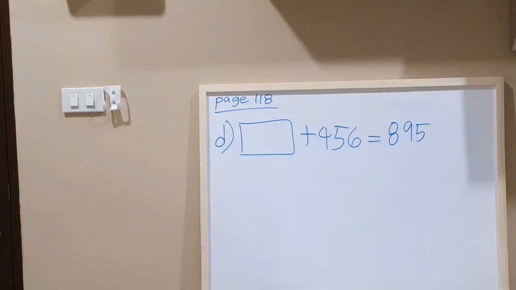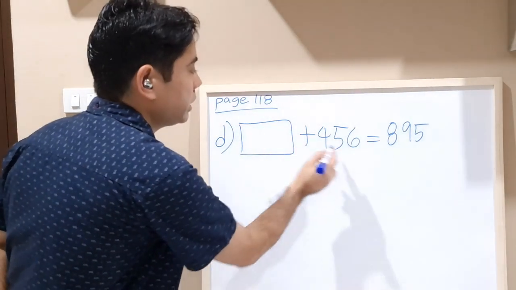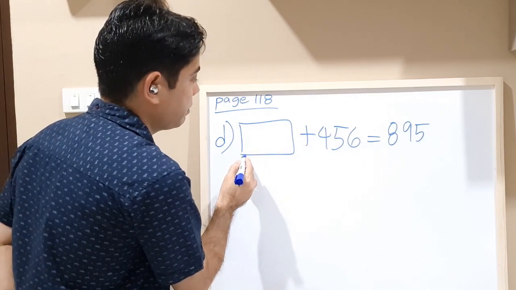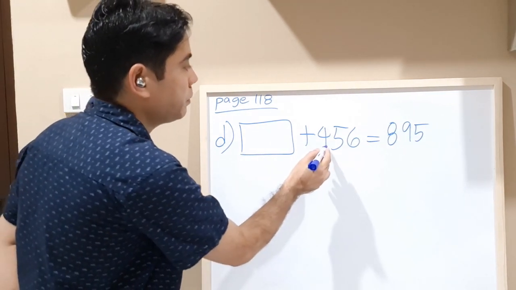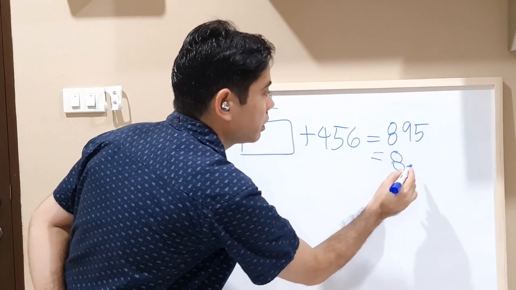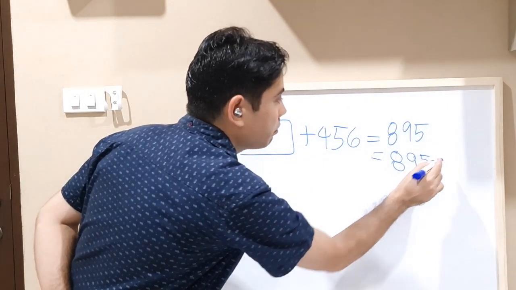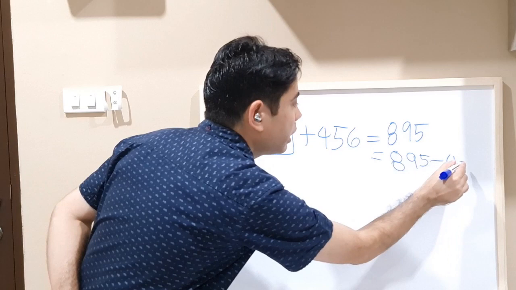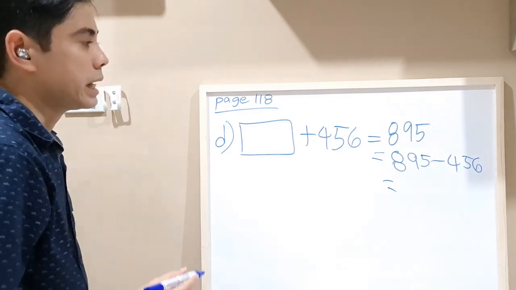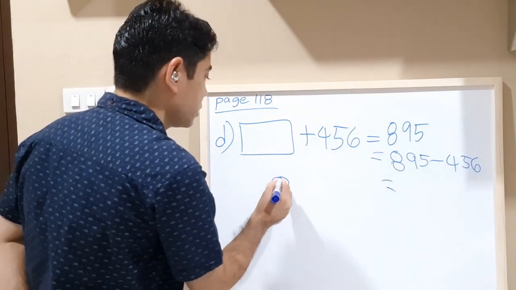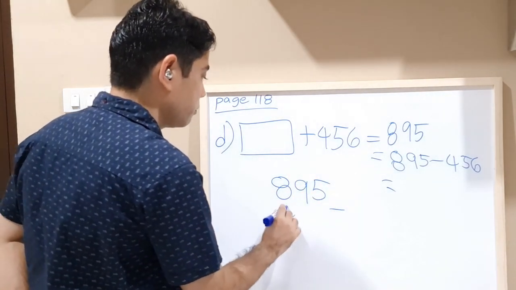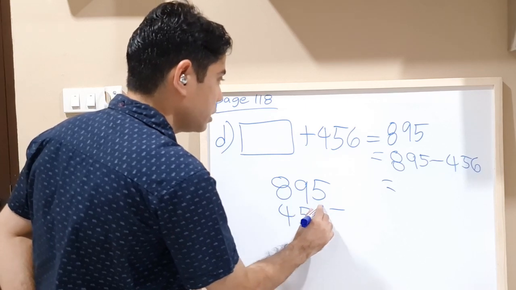Okay, for letter D, if you add these two numbers, it will give you 895. Now let's try finding the missing number. We can put 456 over here. So it's 895 minus 456. And what would be the answer? Let us subtract. 895 minus 456.